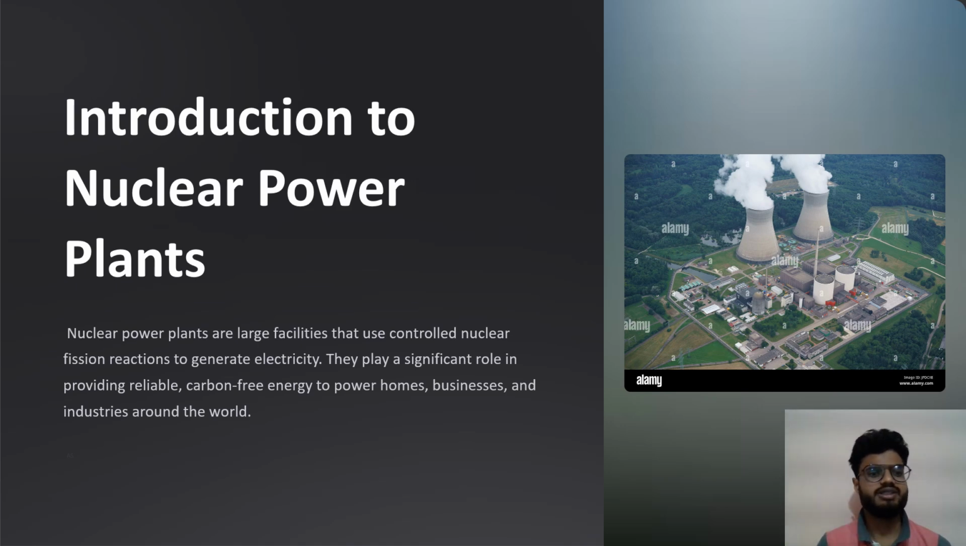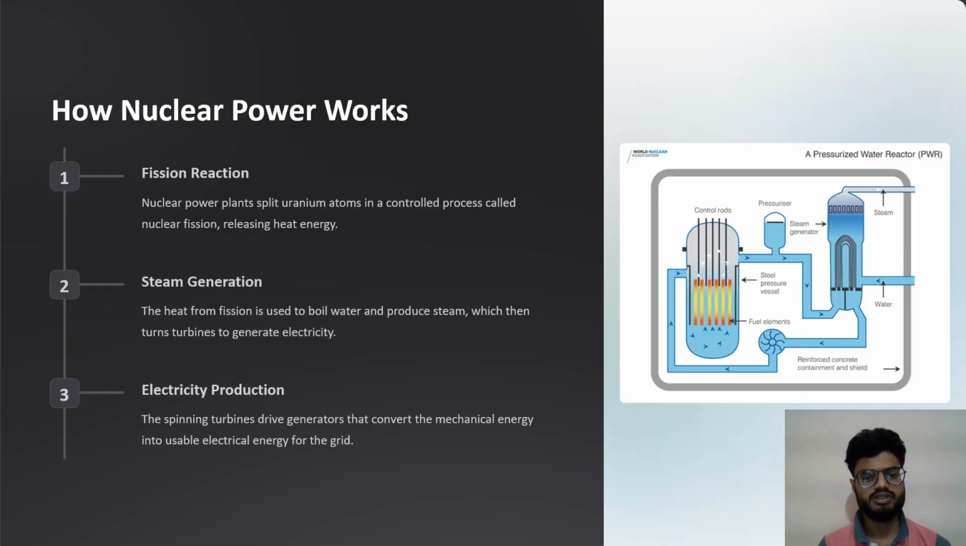So now we are going to see the next slide. Nuclear power plants are large facilities that use a controlled nuclear fission reaction to generate electricity. They play a significant role in providing reliable carbon-free energy to power homes, businesses, and industries around the world. So here's how the nuclear fission reaction works.